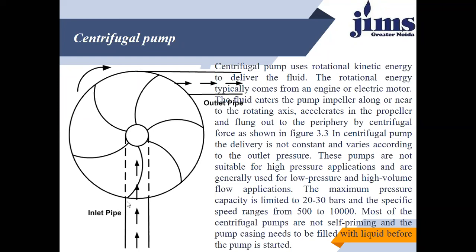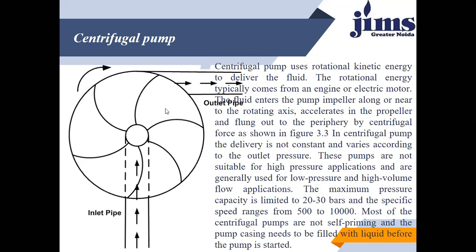Okay, so the fluid enters the pump impeller along or near the rotating axis, and will accelerate in the propeller. यहाँ से ये इनलेट होता है, प्रोपेलर को हिट करता है और ये क्या करता है, इसको एक्सेलरेट करता है. मींस जिस प्रेशर में यहाँ से फ्लूइड आता है उसको क्या करता है, it can accelerate in the propeller and flung out into the periphery by the centrifugal force. Okay, so in this diagram you will see this is a centrifugal pump actually.